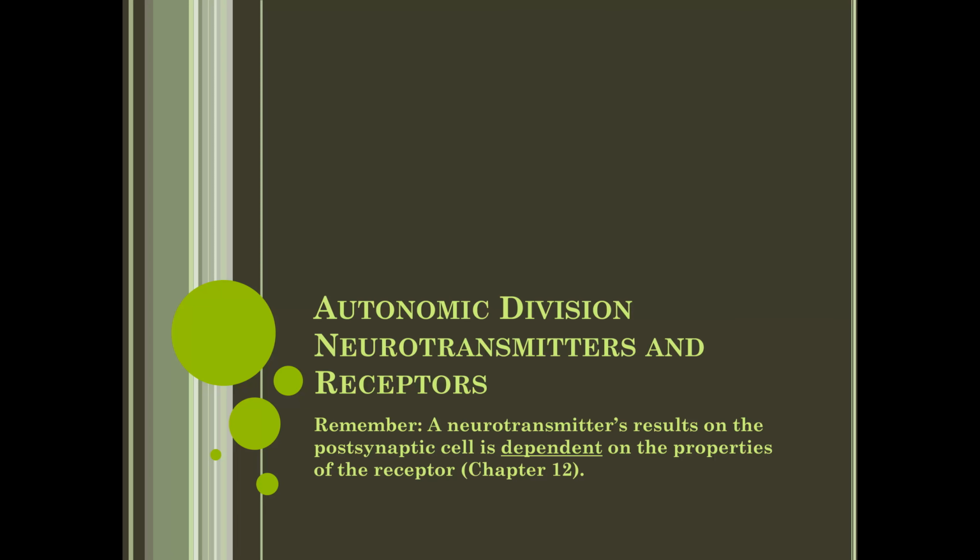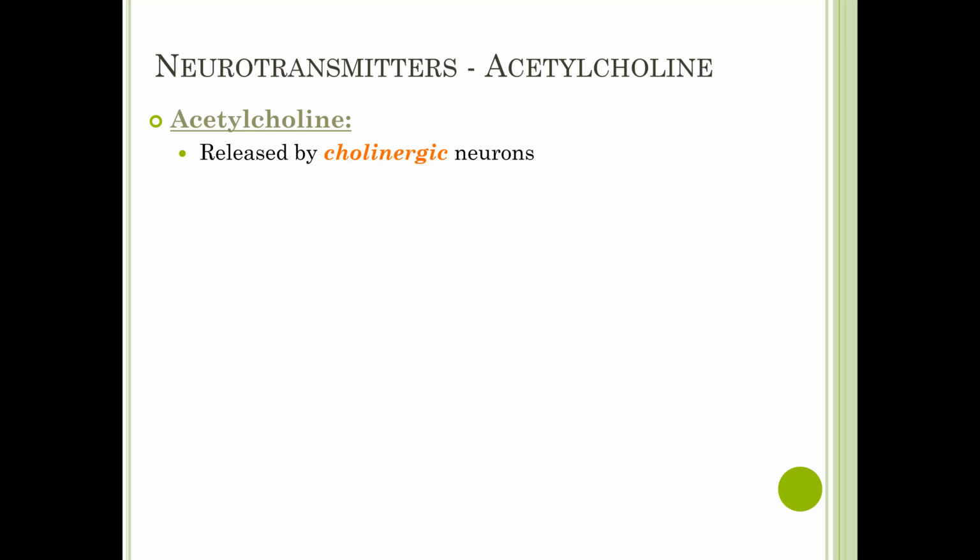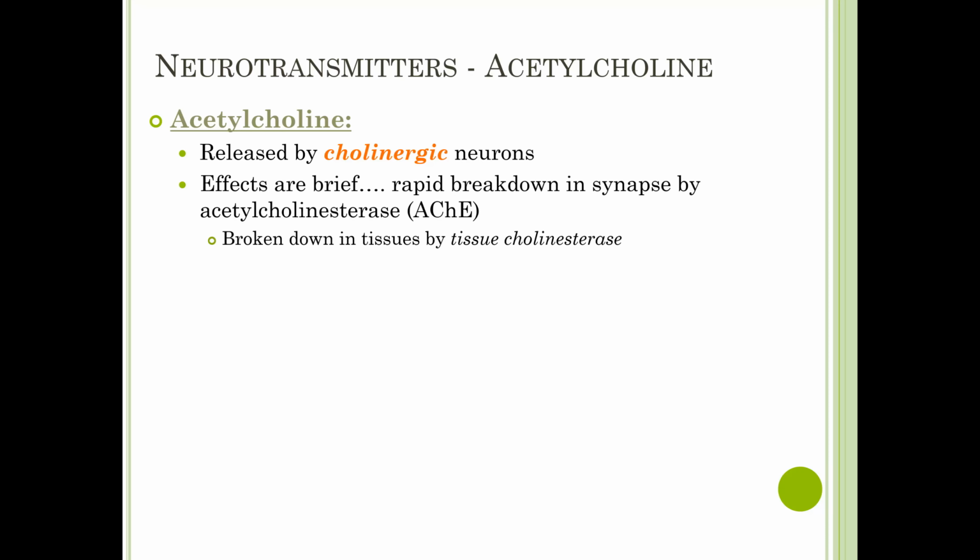In this section, we're going to focus on the two major neurotransmitters used by the autonomic division and their receptor types. So remember, a neurotransmitter's result on the postsynaptic cell is dependent on the properties of the specific receptor, and this was covered in Chapter 12. So the first major neurotransmitter we're going to talk about is acetylcholine. Acetylcholine is released by cholinergic neurons. The effects of acetylcholine are very brief because there is a rapid breakdown in the synapse by acetylcholinesterase. Acetylcholine that diffuses out into tissues can also be broken down by an enzyme called tissue cholinesterase.